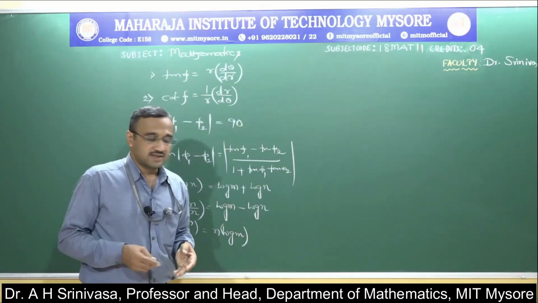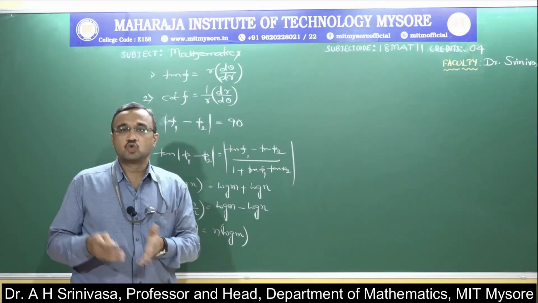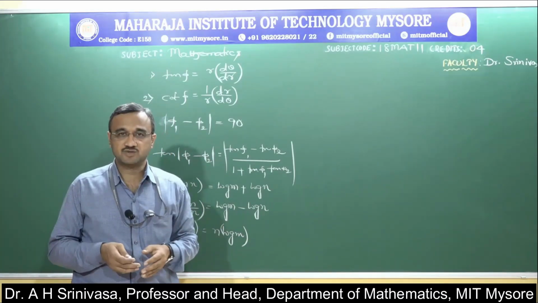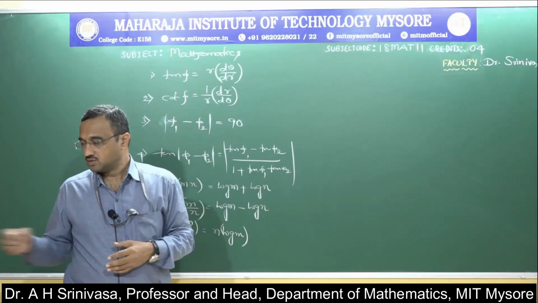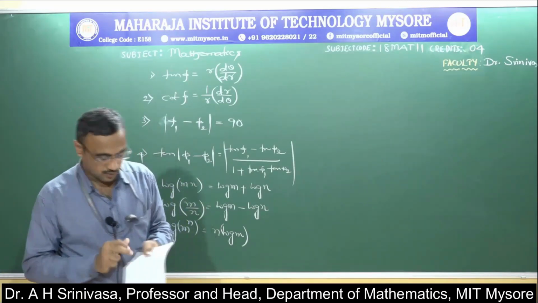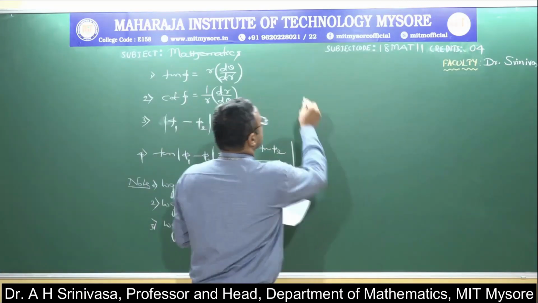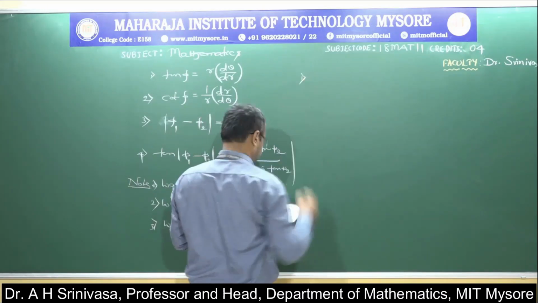They ask like that in the examination: show that two curves intersect orthogonally or perpendicularly. Okay, so I will take some of the problems. So I'm going to solve here now.